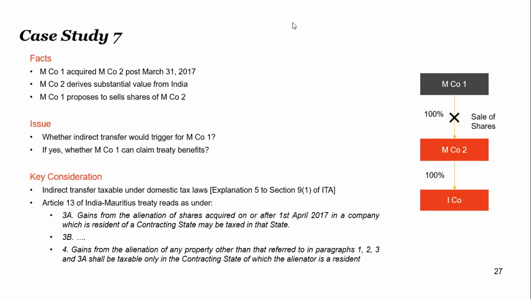So I'll just elaborate, hear me out on this. MCO 1 is transferring shares of MCO 2, right? Let's read it from that perspective whether clause 3A would be applicable. Gains from alienation of shares acquired after April 2017. Let's say they acquired after 2017, but in a company which is resident of a contracting state. When MCO 1 is transferring shares of MCO 2, MCO 1 is not transferring shares of an Indian company. So per se, your clause 3A would not be applicable, because gains from alienation of shares in a company which is resident of a contracting state, while you are transferring shares of MCO 2, the treaty is not applicable. Because this will not fall in clause 3A, we will go back to the residual clause, which is gains from alienation of any property other than 1 to 3 and 3A. And there the tax is applicable only in the country where the alienator is resident.